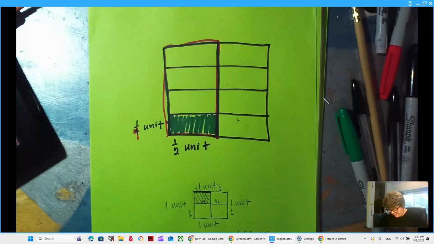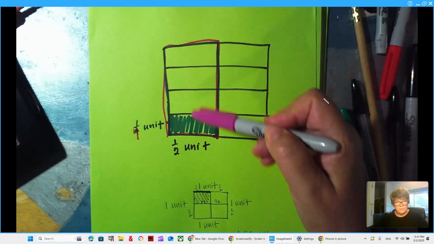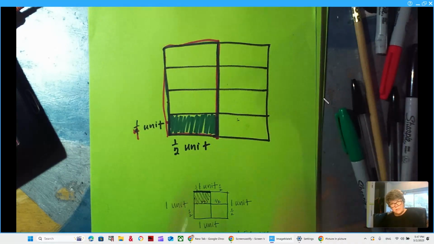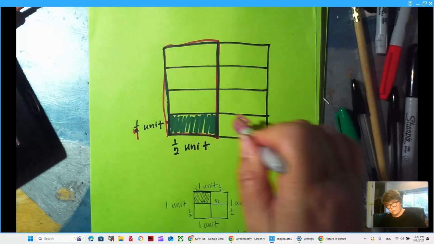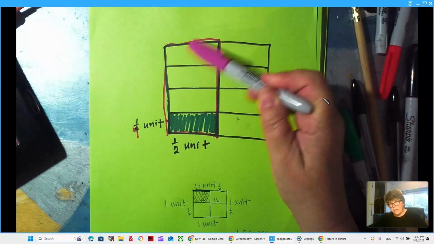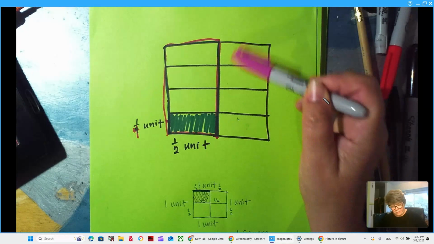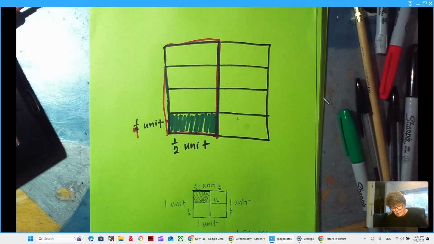Okay, and you'll be able to see that a little bit clearer on the next few since this one is already drawn for us. But how many rectangles with side lengths of 1/4 does it take to make 1 unit? 1, 2, 3, 4, right? Okay, you see how we're doing it, right? And then how many rectangles with side lengths of 1/2 does it take to make 1 unit? 1, 2, right? So we're talking about this whole one and this whole one. 2 of them make a whole, okay?